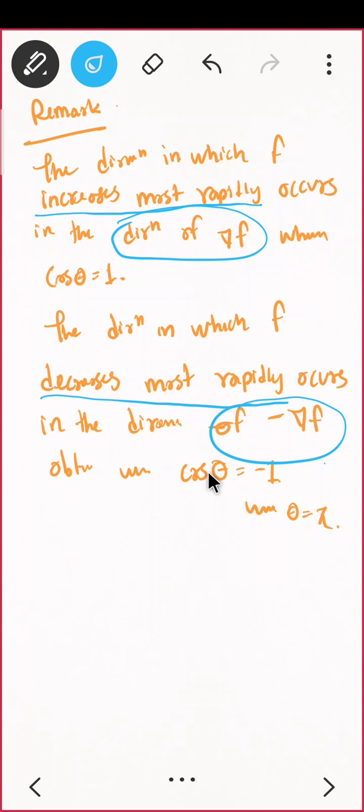We'll do problems in the next lecture and also the mean value theorem. Everything we'll do in the next lecture.